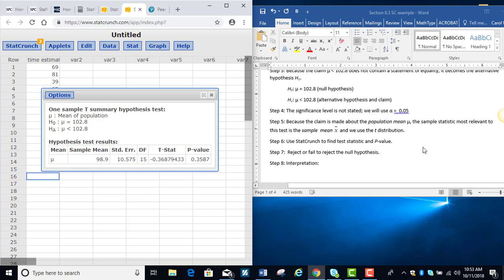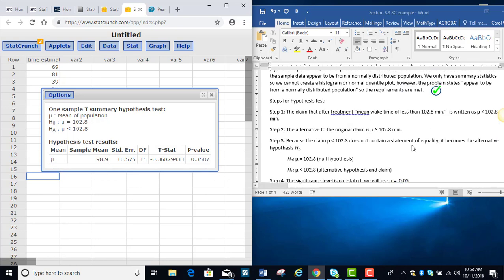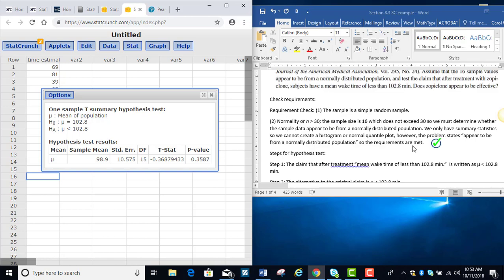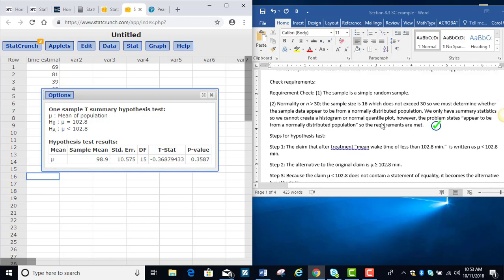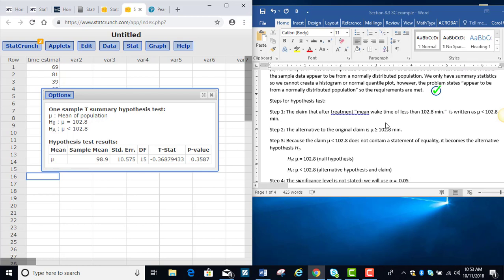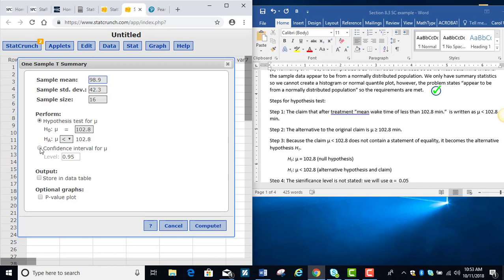So what do I conclude here? I fail to reject because my p-value is not less than alpha, and my interpretation leads me to interpret this as the drug does not appear to be effective. Based on this data set, we have insufficient evidence to state that the mean wake time is less than 102.8. We can also calculate the confidence interval by editing the options on the hypothesis test window.